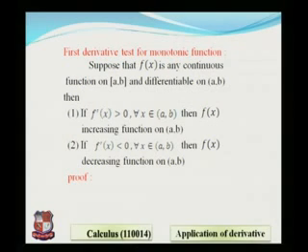Now let us proceed to the first derivative test for monotonic functions. Suppose f of x is any function continuous on closed interval ab and differentiable on open interval ab. Then if f dash of x is greater than 0 for every x belongs to ab, then f of x is an increasing function on open interval ab. And if f dash of x is less than 0 for every x belongs to ab, then f of x is a decreasing function on this interval ab. Okay, let us try to prove this theorem first.